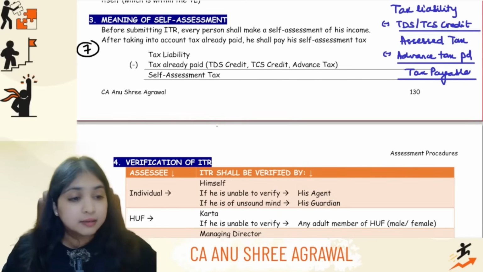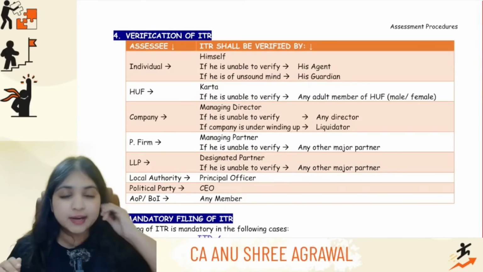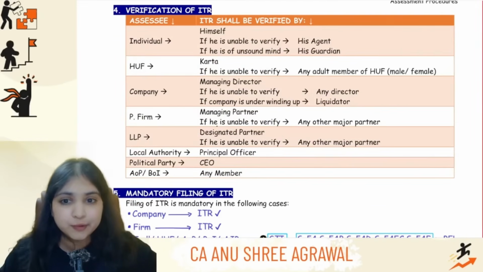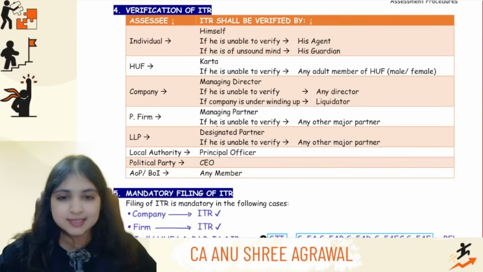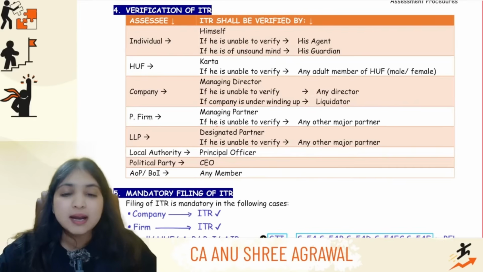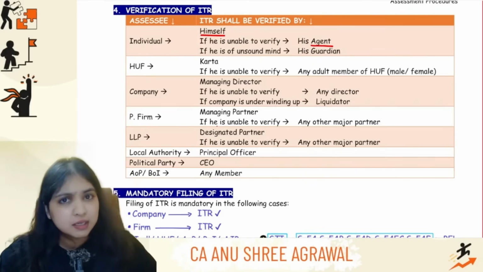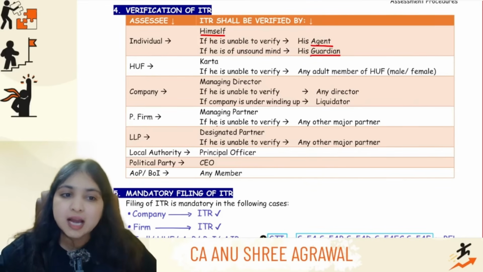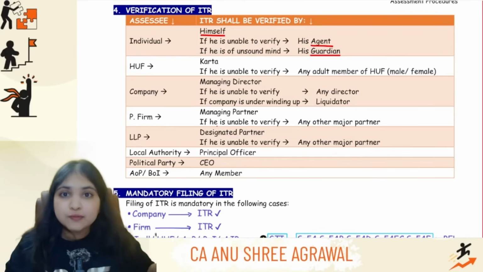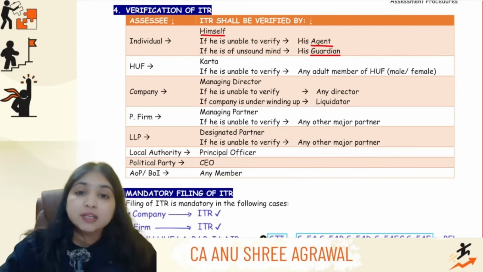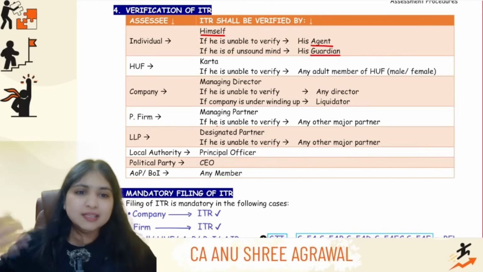Okay, then listen to the next point, verification of ITR. I have 6 to 7 points over here, extremely important. It's been a very long time since we have tested this in the examination, guys, so be careful. See, if the assessee happens to be an individual, he himself will verify the ITR. If he is unable to verify the ITR, then his agent can verify. If he's of unsound mind, then his guardian will verify. So either I myself will verify, but if the individual is unable to verify, his agent will verify. If the individual has become of unsound mind, his guardian will verify.